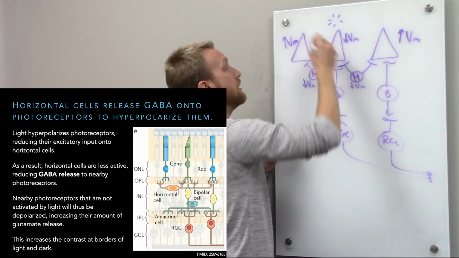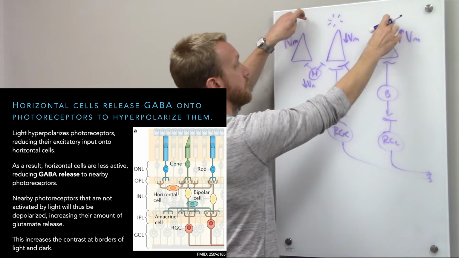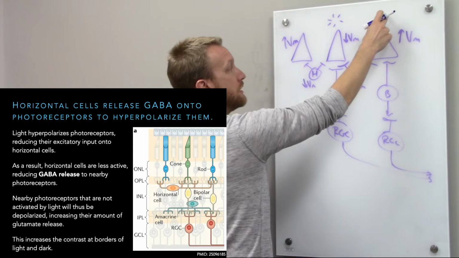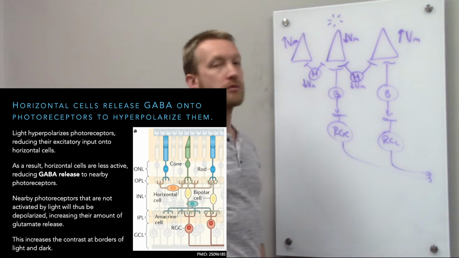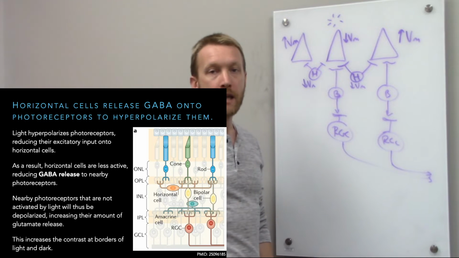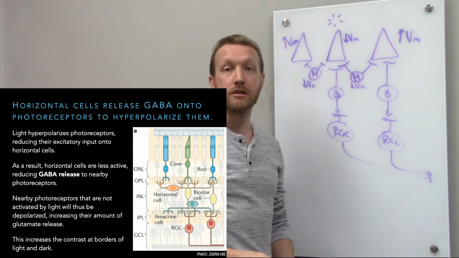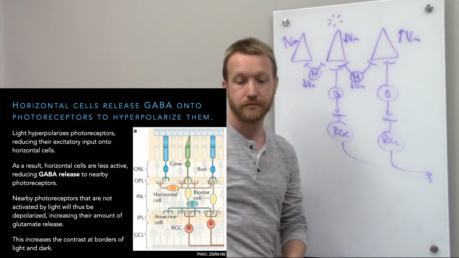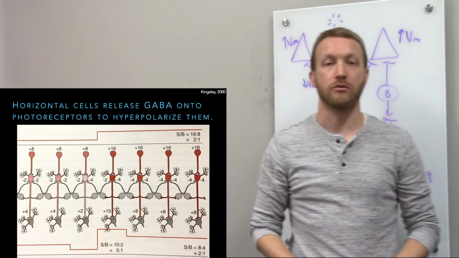So notice, right here at the edge where I have light and dark, at that boundary, I create a bigger contrast in photoreceptor activity. That makes the light appear a little bit lighter and the dark appear a little bit darker. I could draw this out a little further, but this tells the story.